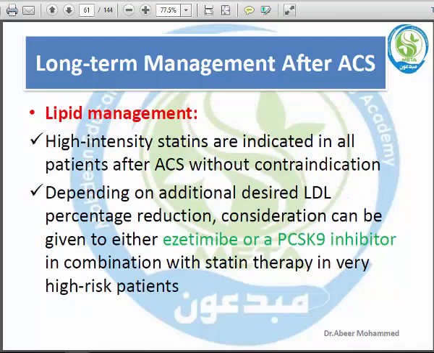Lipid management: the patient should receive high intensity statin after acute coronary syndrome unless it is contraindicated. The high intensity statins are rosuvastatin in doses of 20 and 40 mg, and atorvastatin in doses of 40 or 80 mg. After the patient took the statins and we still haven't reached the desired LDL percentage reduction, we can add ezetimibe or PCSK9 inhibitors.